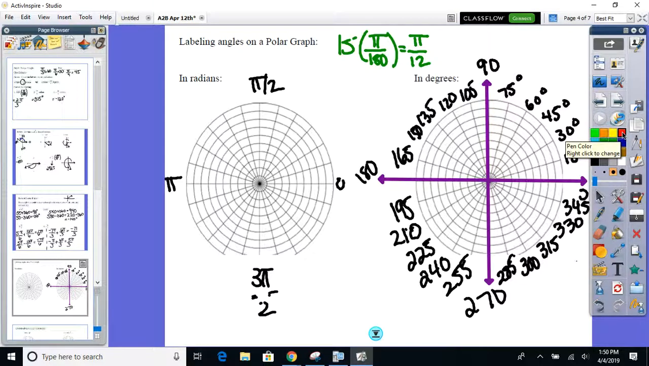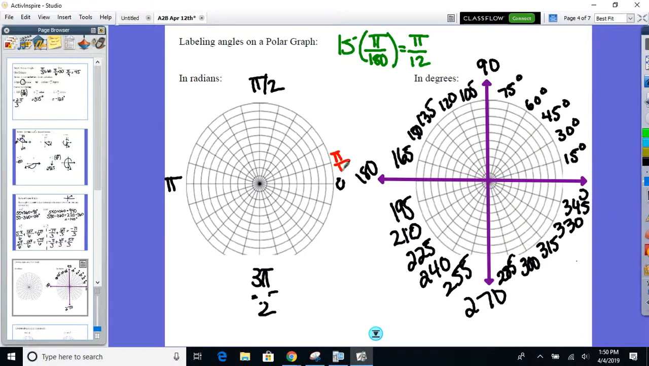Ready? Take a breath. First one, pi over 12. You start just counting now. 1 pi over 12. Next one. But you're better than that. I don't want 2 pi over 12. I want it reduced. Pi over 6.